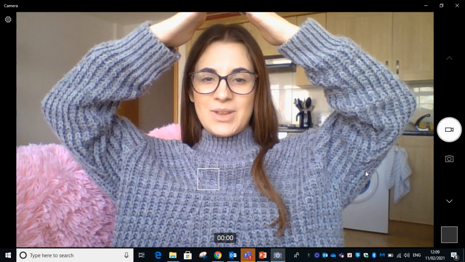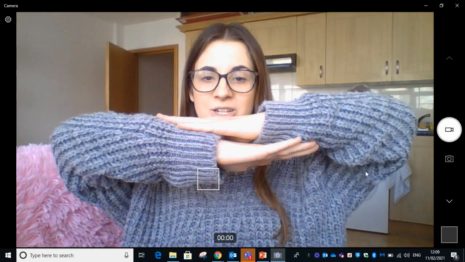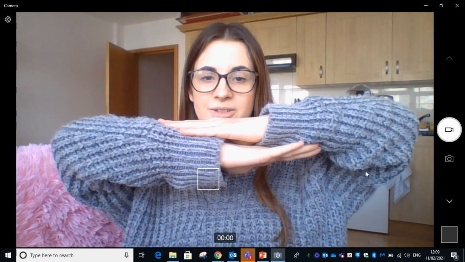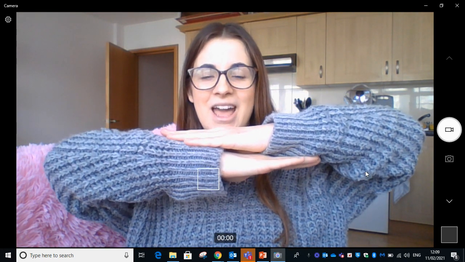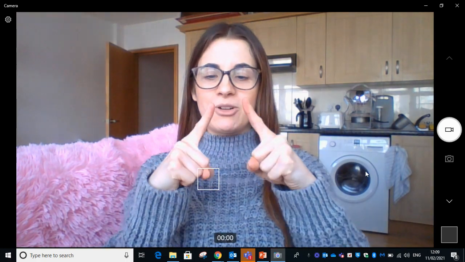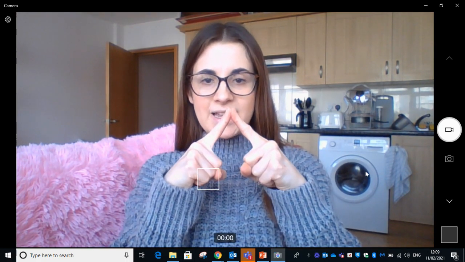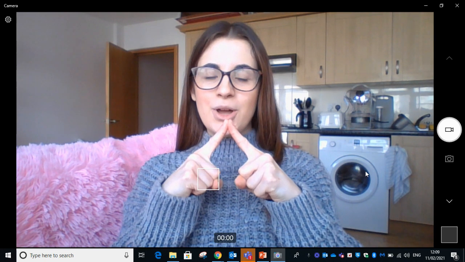Composite. Well done. Our next volcano is a shield volcano. Our action for shield is this. Shield. Well done. And our last volcano is cone. Now, cone ones are small, so we're just going to use our fingers to make a small volcano now. Cone.